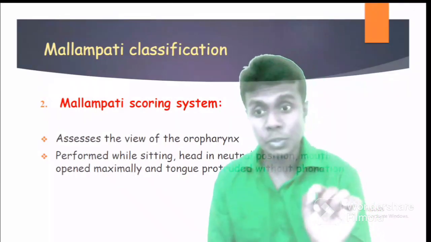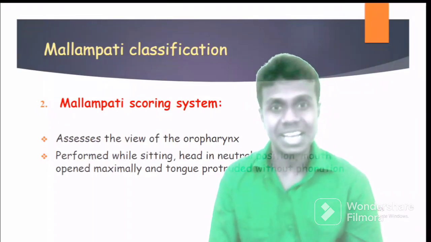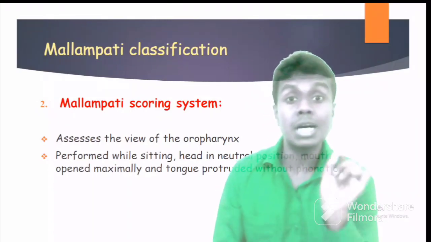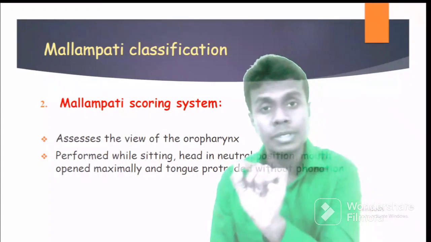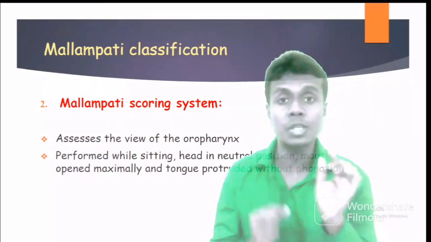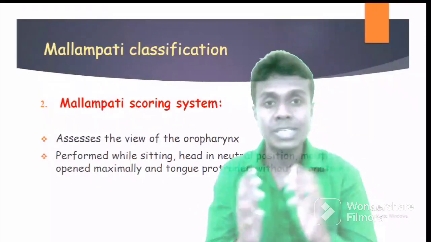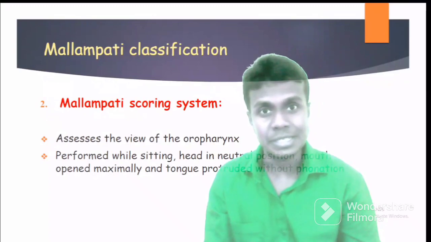Then ask your patient to open the mouth maximally like this. Then ask your patient to put the tongue out, protrude the tongue out without phonation, without sound. Now you are ready to assess the patient's Mallampati score.